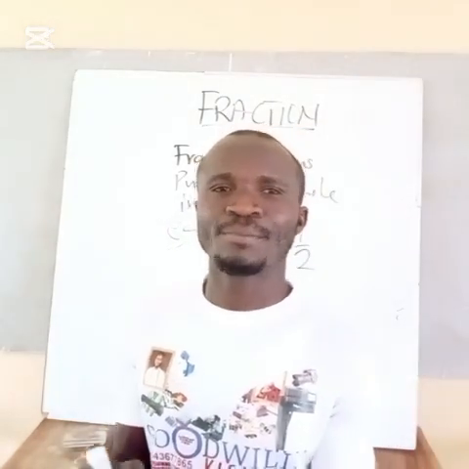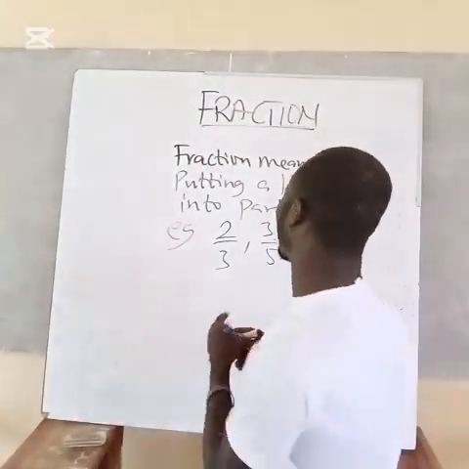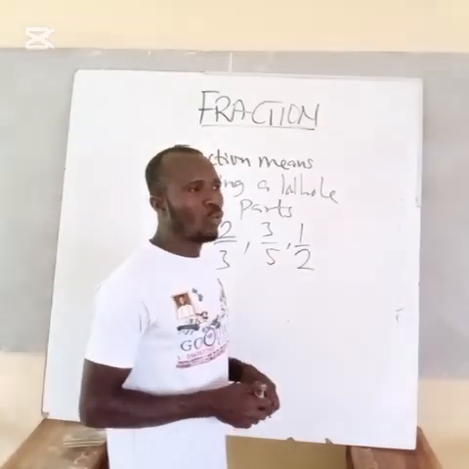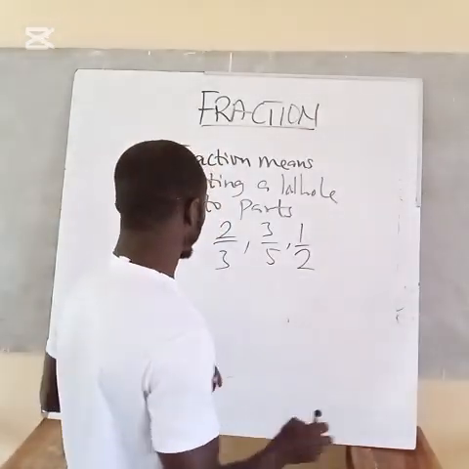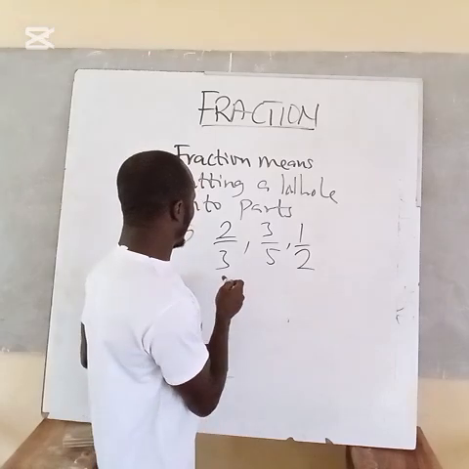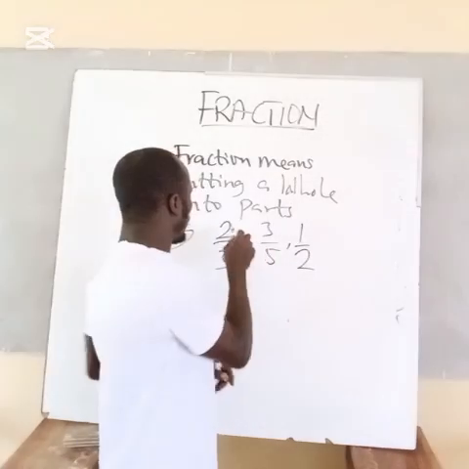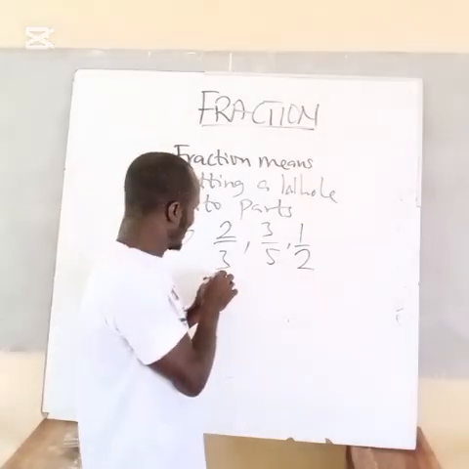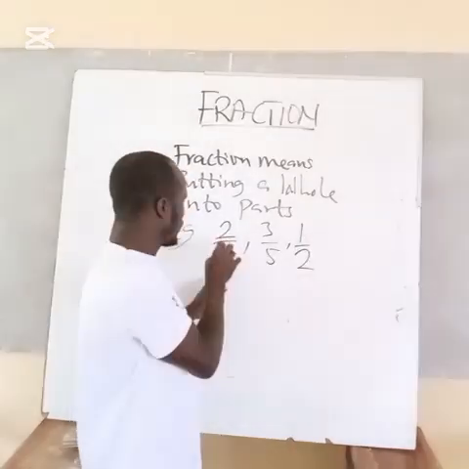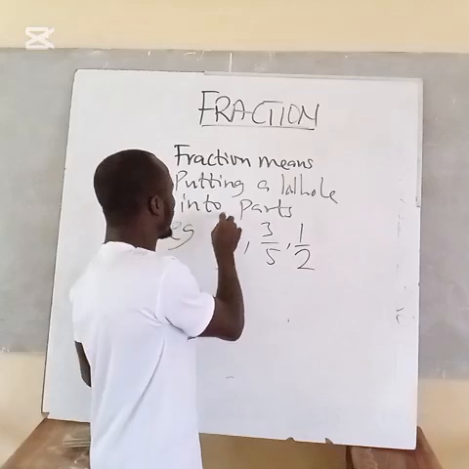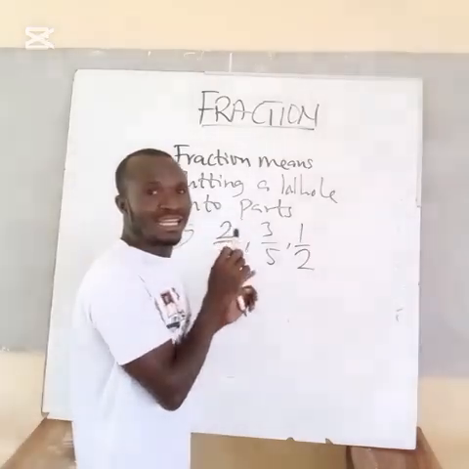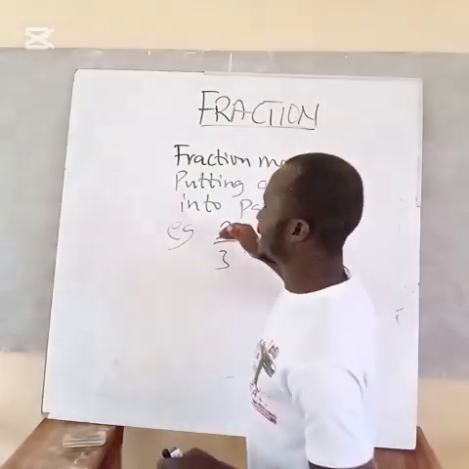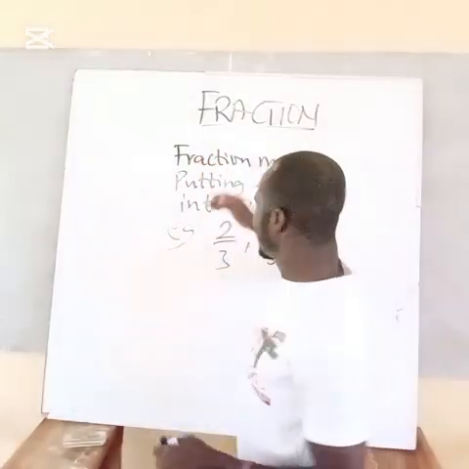So what actually brings about this concept of 2 over 3, 3 over 5, and 1 over 2? It's talking about an object or one object being divided into 3 parts. So I'm explaining the 2 over 3. This is talking about an object which is 1 being divided into 3 parts, and now 2 parts are taken away of it. That's what this fraction is.